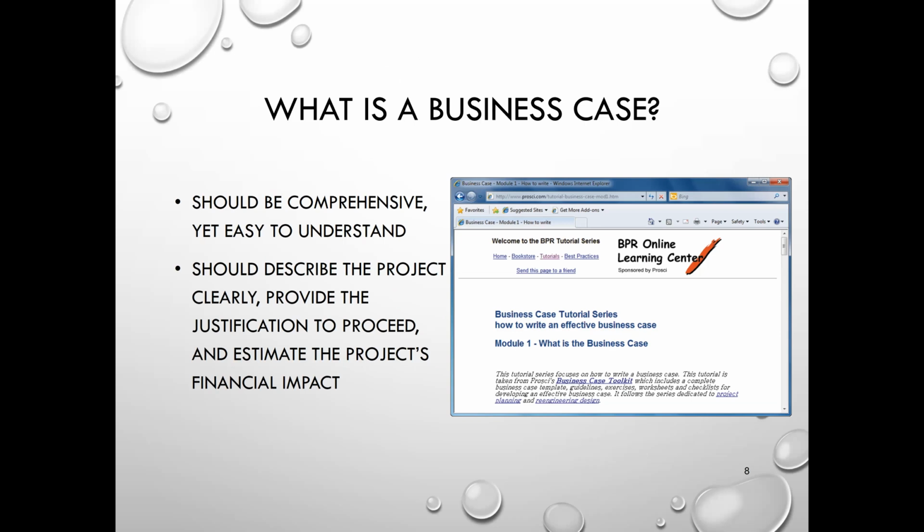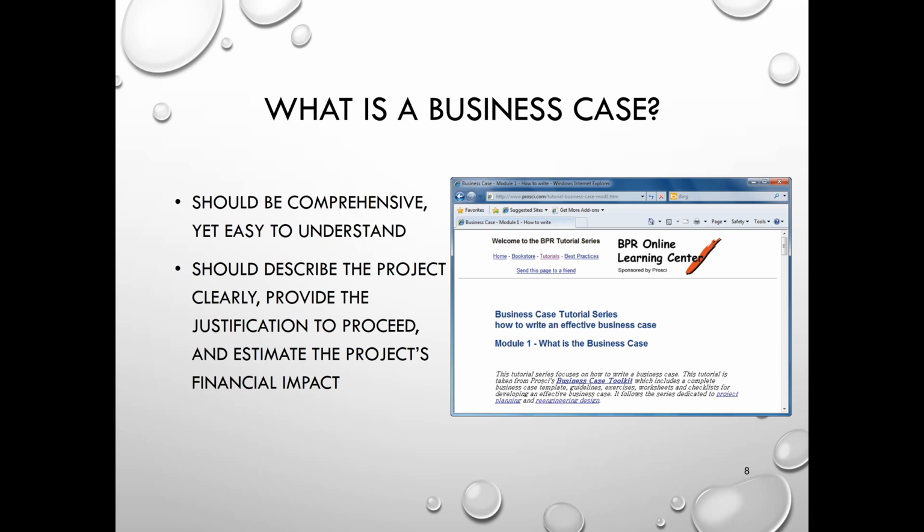So where can we find the business case? Normally, if you Google a business case, what is it? Normally, it is just a written document, and it's comprehensive, yet easy to understand. When you read it, you see what's going on with that organization or with that department. And when we have the business case, it should describe the project clearly.